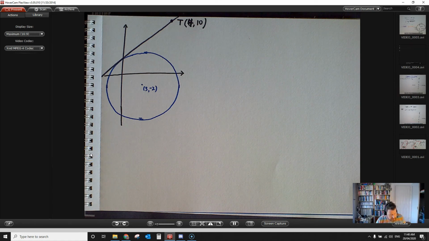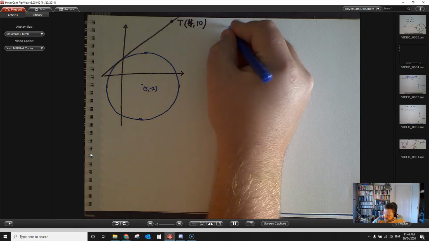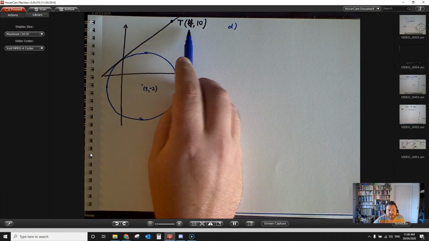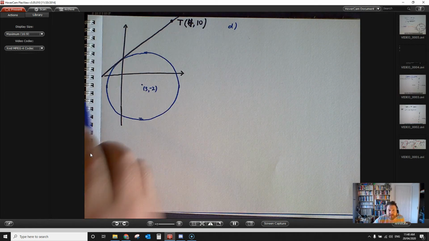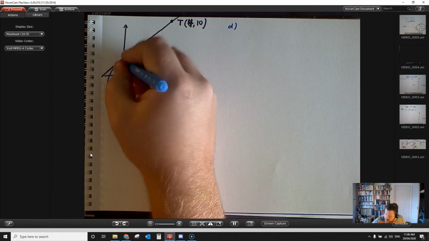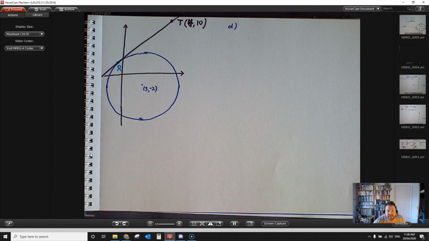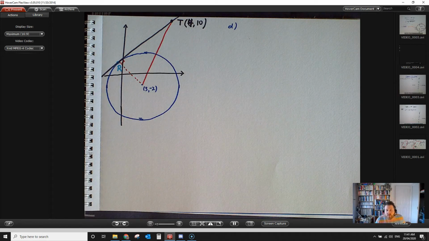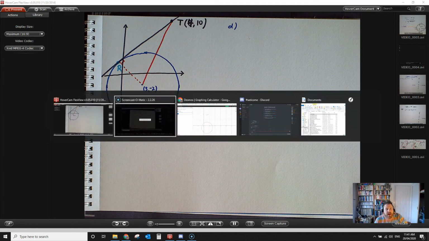Alright, so I said before there was an alternative way to approach part D. Just reminding you of what part D was. We had a point T which was (4, 10), and we wanted to find the tangent that made with our circle, and then maybe find the point R where it meets the circle, and finally find the distance RT. Well, we can do that too. So I'm just going to go to Desmos, and I'm just going to show you quickly what this looks like.